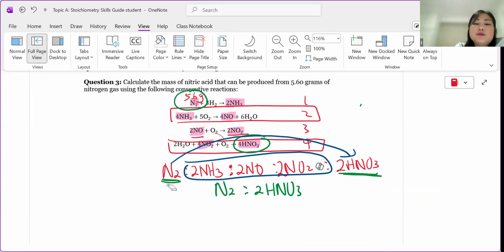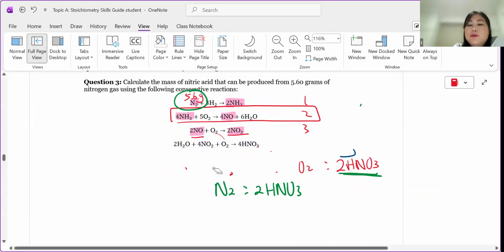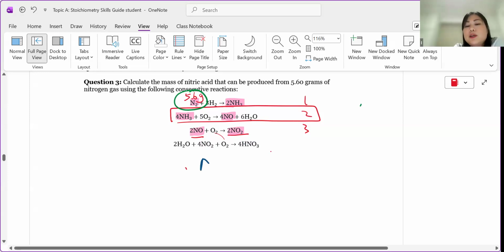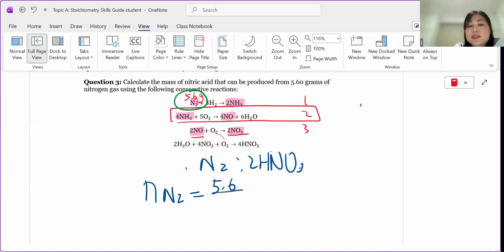Okay, so this is the mole ratio that we are going to work with, N2 to 2HNO3. So we find the number of moles of N2. Remember, mass is useless to us. So we find the moles of N2.